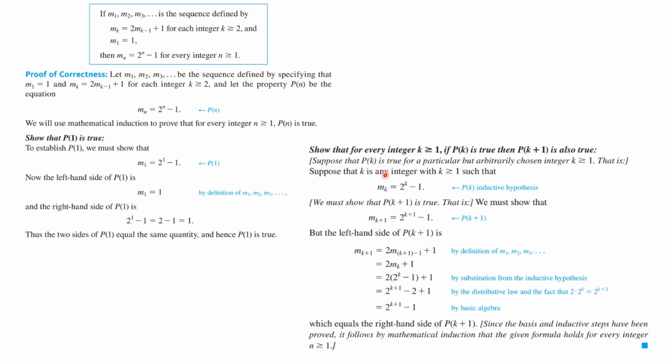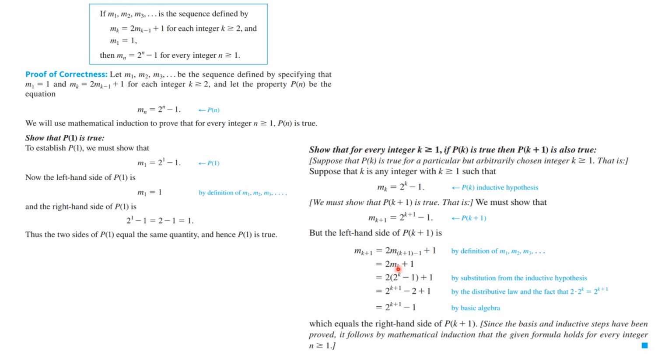Now we have to show that for every integer k greater than or equal to 1, if P of k is true, then P of k plus 1 is also true. So here's our induction hypothesis. We're going to say that Mk is equal to 2 to the k minus 1, and we must show that P of k plus 1 is true. Let's start with the left-hand side, M sub k plus 1. This is equal to this by the definition of these.